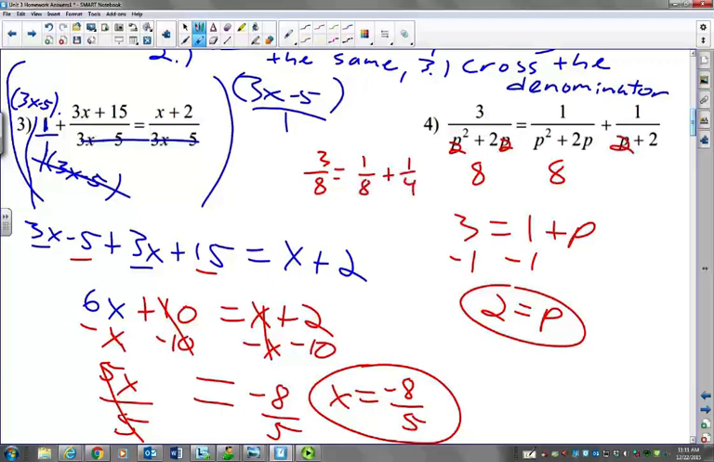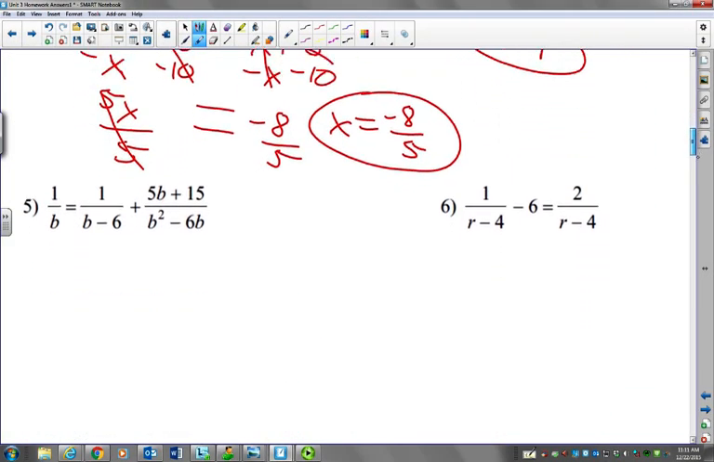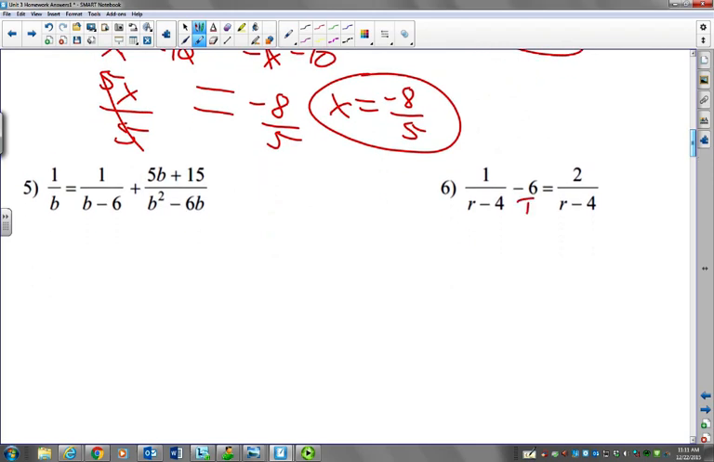Let's make it into eighths, so we times it by 2, and we get 2/8 there. Yeah, so 2/8 plus 1/8 is 3/8, so it does work. Bada bing, bada boom. We found our answer, p equals 2. Okay, so we'll maybe look at a harder one here. That's not too bad. Remember to put negative 6 over 1, and then times the top and bottom by r minus 4.